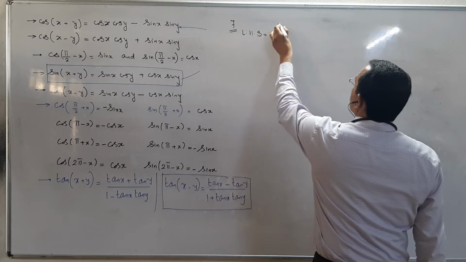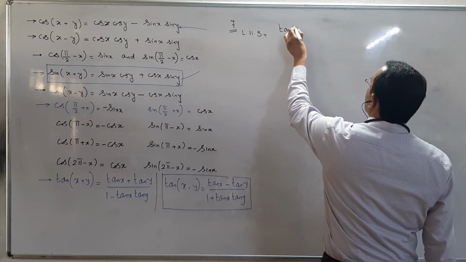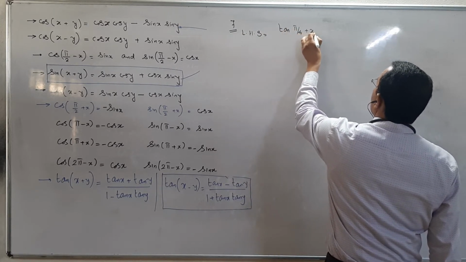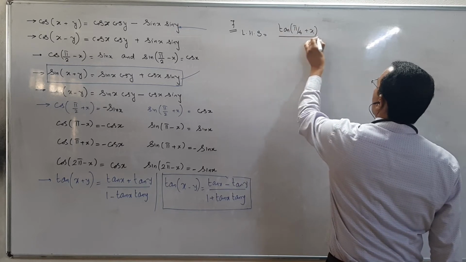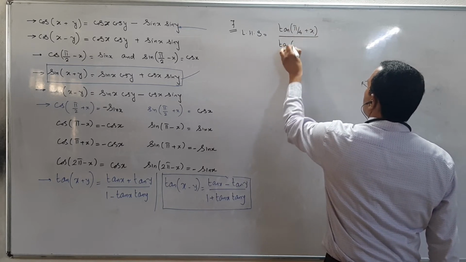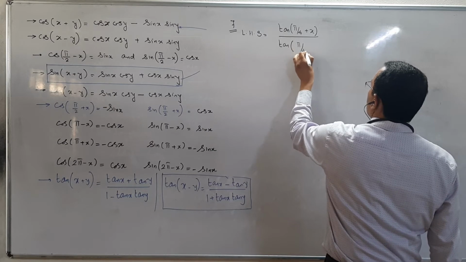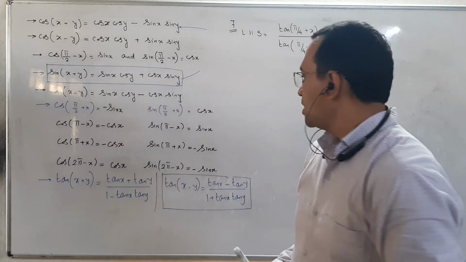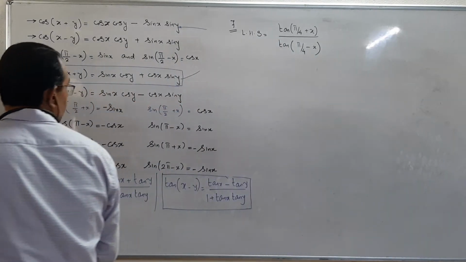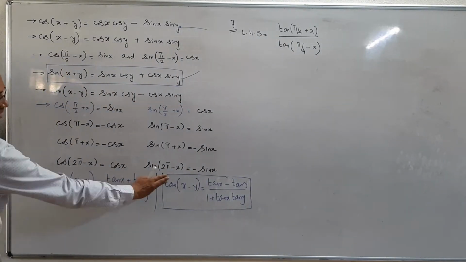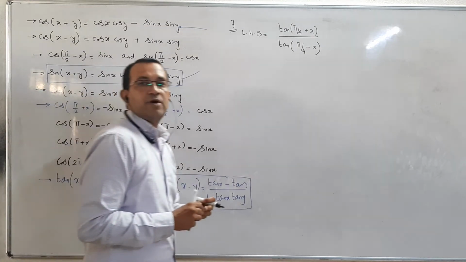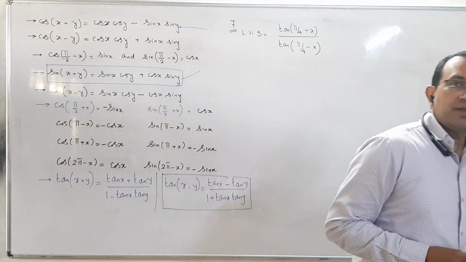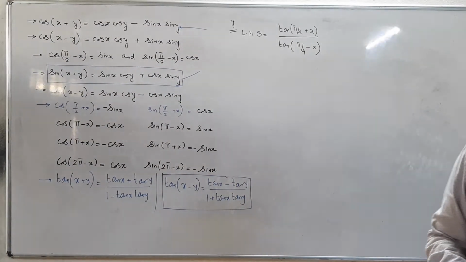LHS: tan of (pi by 4 plus x) upon tan of (pi by 4 minus x). This easily tells us to apply the formulas of tan(x plus y) and tan(x minus y). Apply these 2 formulas.